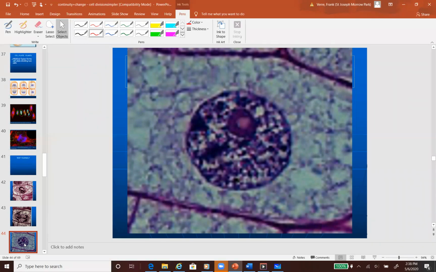So this could be the beginning of prophase. You could argue maybe I could start seeing some of the chromosomes, but definitely the nuclear membrane is still there. So I could probably argue that it's most likely this is interphase.